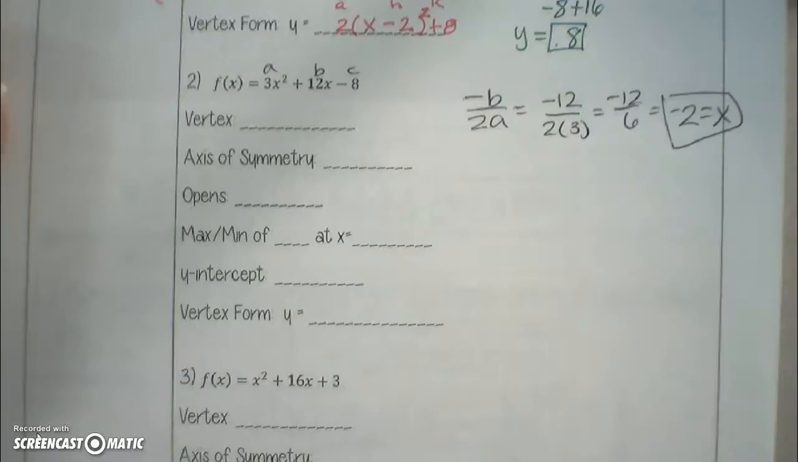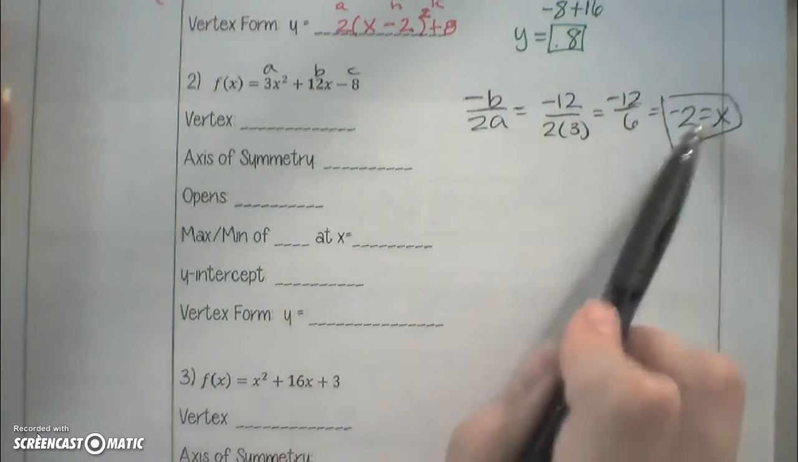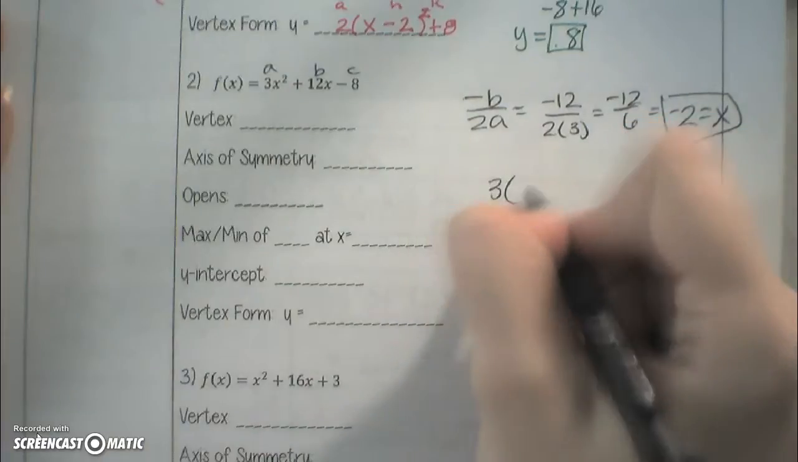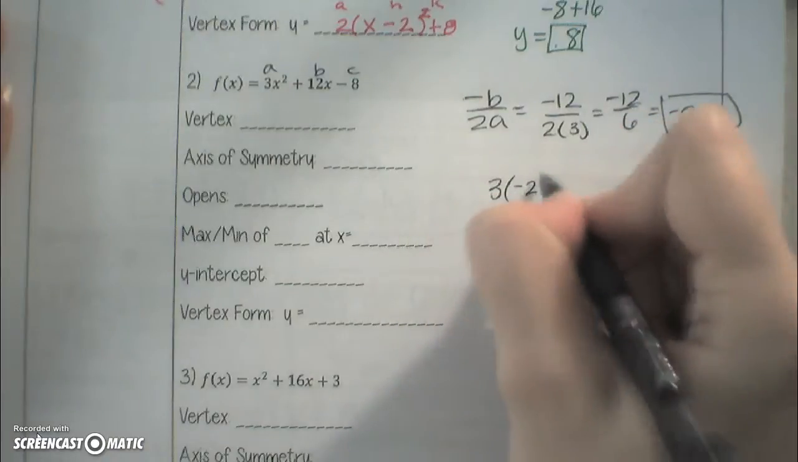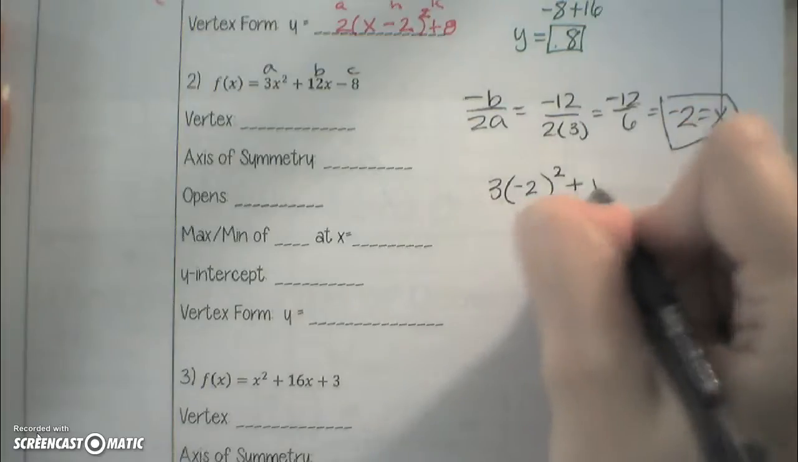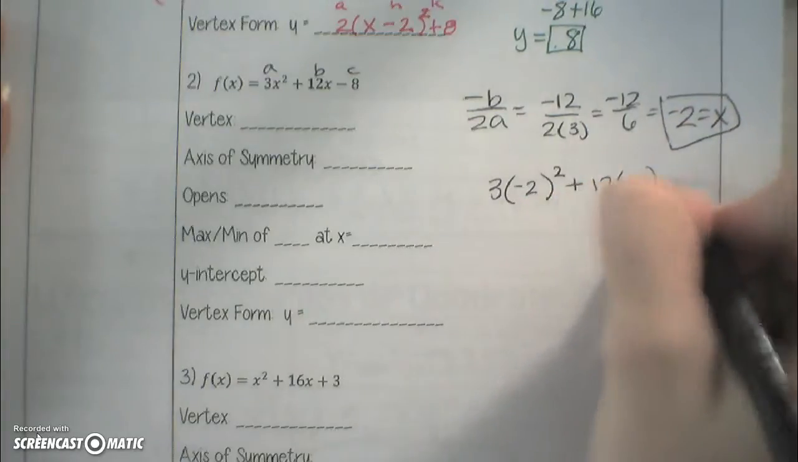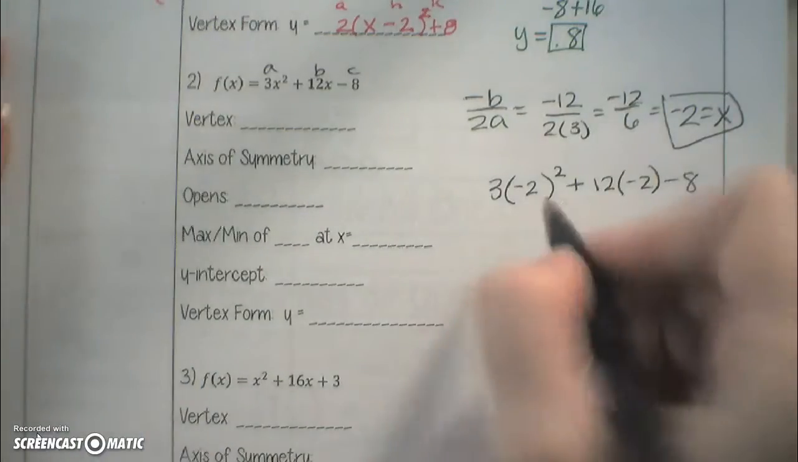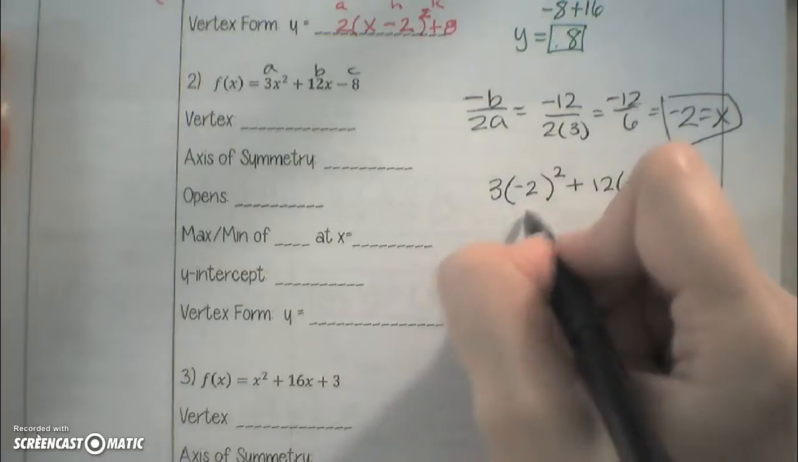So we're going to plug it back in. Negative b over 2a, plug it back in. So we have 3 times negative 2 squared plus 12 times negative 2 minus 8. So remember, we got to be very, very careful to do our exponents first, then multiply, then work our way from left to right, order of operations.